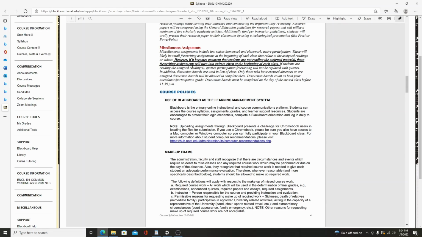There will be a few days in the semester where instead of class, we do a discussion board. Or if you have an excused absence, you're allowed to do the discussion board. Discussion boards are found in the discussions tab on Blackboard, and you need to do the discussion board on the day of the missed class before 11:59 p.m. So if you're sick and say you miss class on January 11th, then you need to do that discussion board on January 11th before 11:59 p.m.